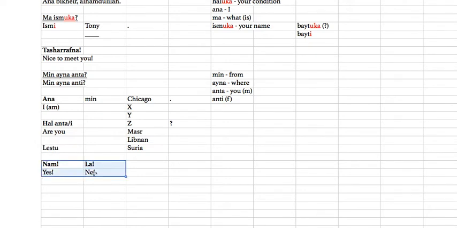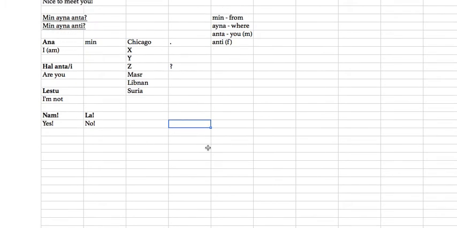Lestu means I'm not. We can do deeper lessons on all of these things later. For now, just trust me that lestu means I'm not. So you'd say lestu, I'm not min Chicago. I'm not from Egypt. Lestu min Masr. Lestu min Lebanon. Lestu min Syria.